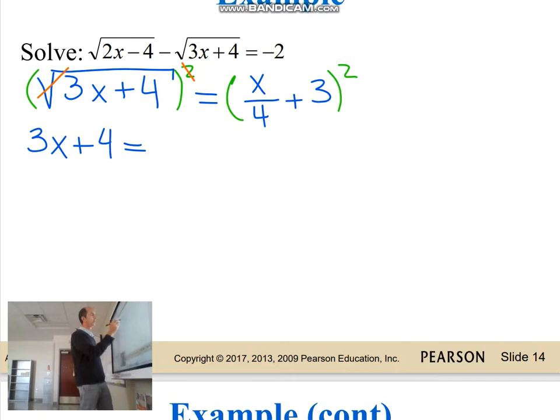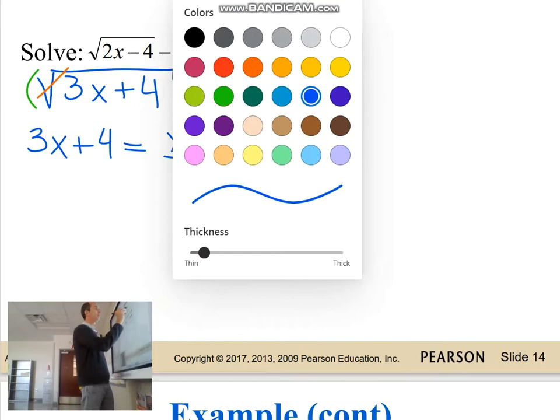A is x over 4, so let's just use this. x squared over 16, this is a squared, plus 2 times a times b. 2 times a, 2 times x over 4, is x over 2, times b, which is 3, so 3 over 2x, and b squared is 3 squared, which is 9, okay? Great, so we're going to have a quadratic equation as a result.